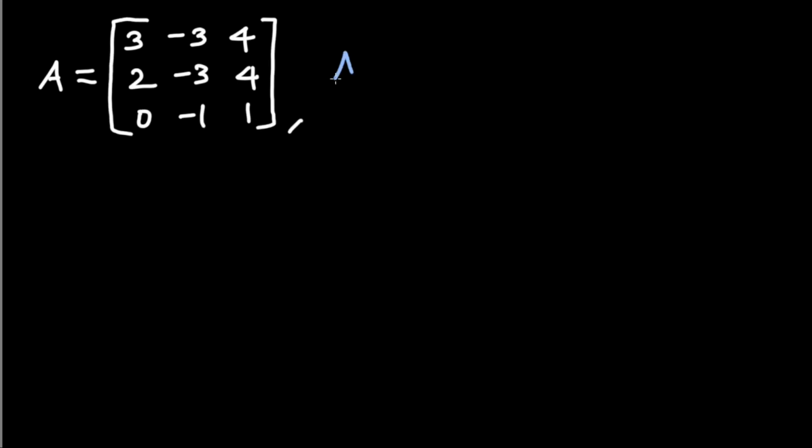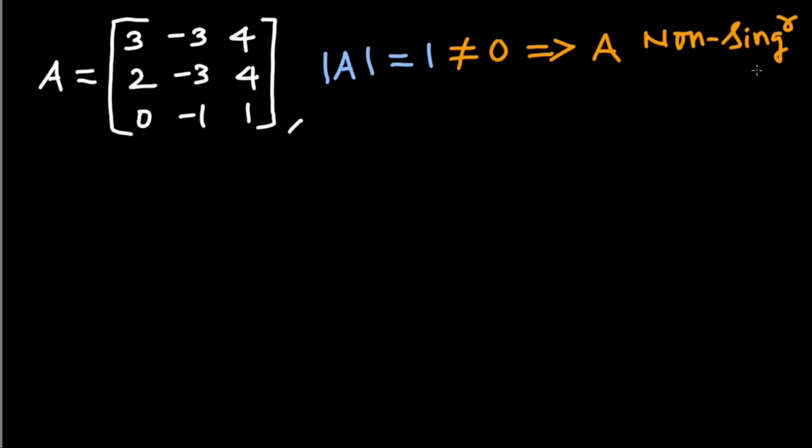We have to find the inverse of a 3 by 3 matrix A, which is [3, -3, 4; 2, -3, 4; 0, -1, 1]. Determinant of A is 1. I will not get into the details of finding the determinant. You know how to find its value, which is not equal to 0, which implies that matrix A is a non-singular matrix and hence its inverse exists.